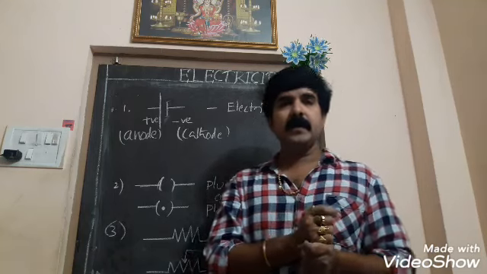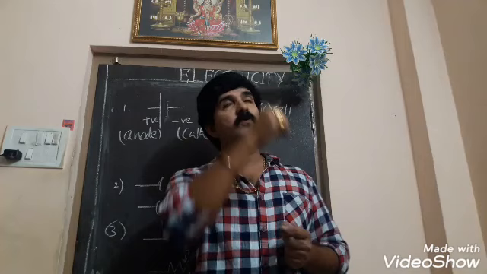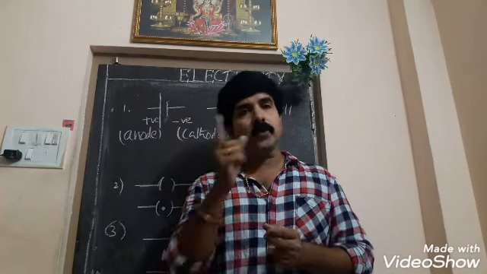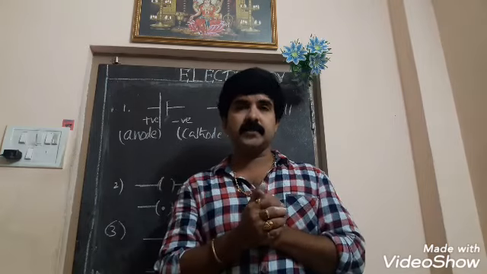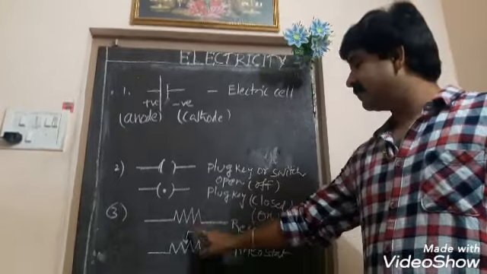Take copper, it has low resistance. When you take tungsten, that we use as a filament in bulbs, it has high resistance. Though it is a metal, it has high resistance. So resistance is symbolized like this.